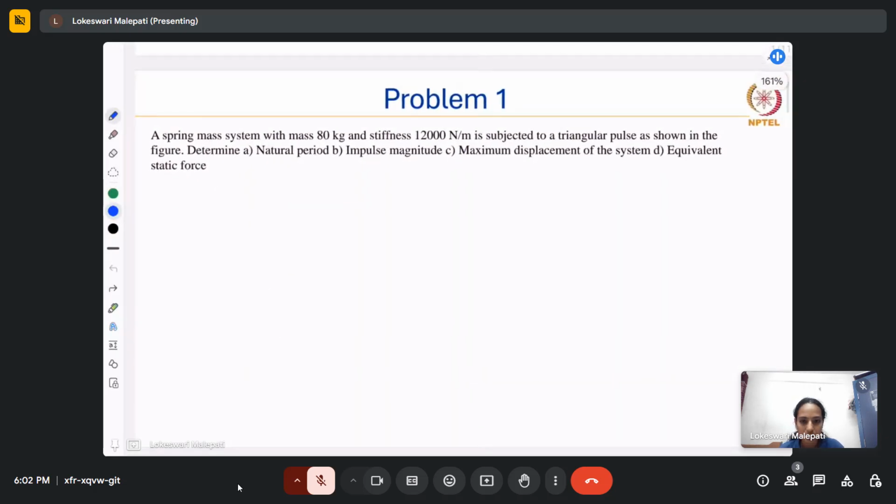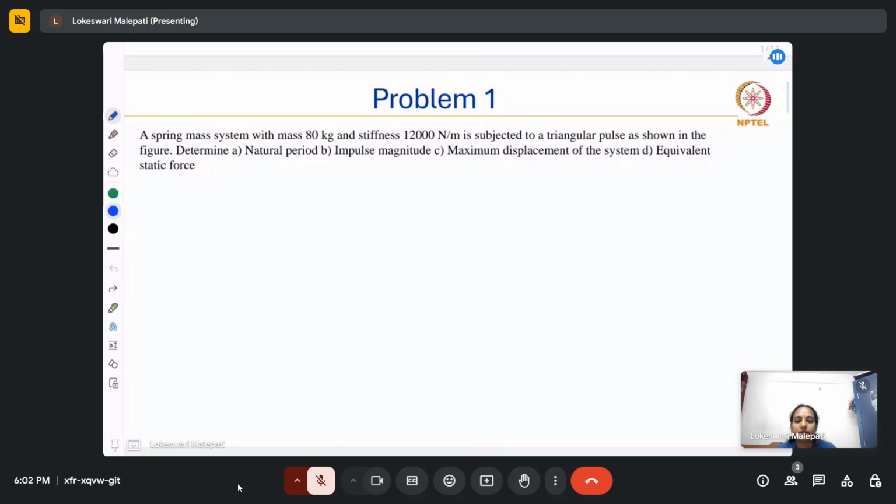So these problems will be related to SDOF systems, the response of the SDOF system subjected to pulses and arbitrary forces. This is basically related to the week 4 content that is released on the website. Let's start the problem solving session.